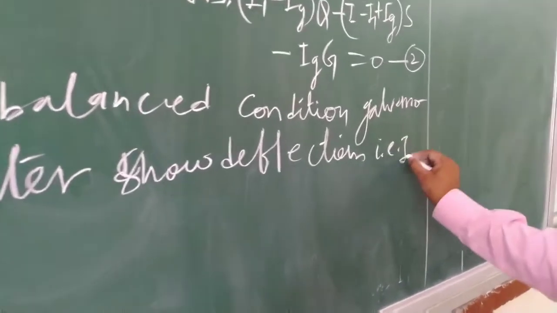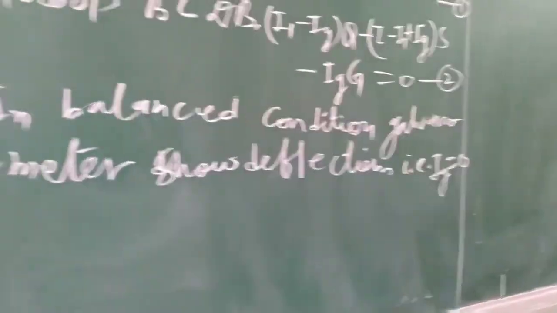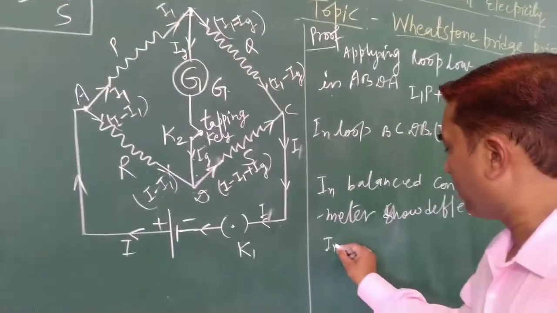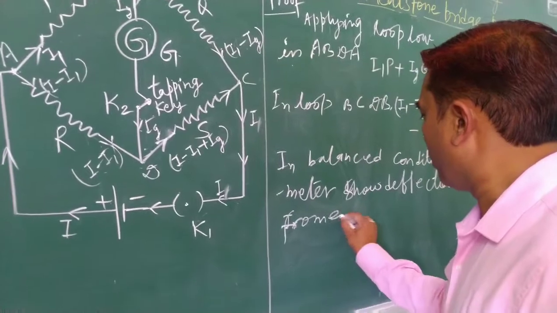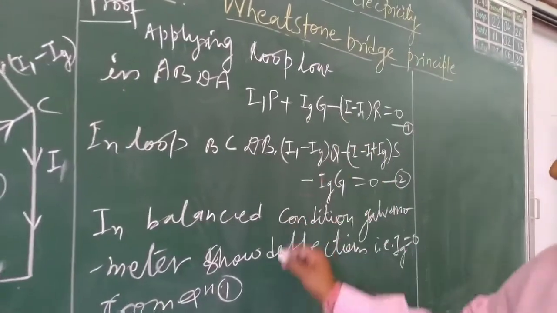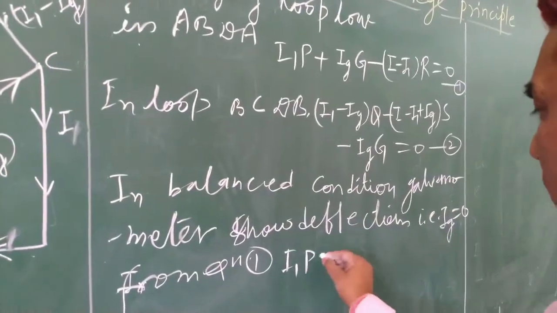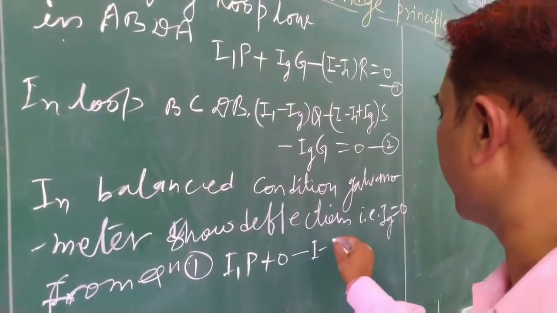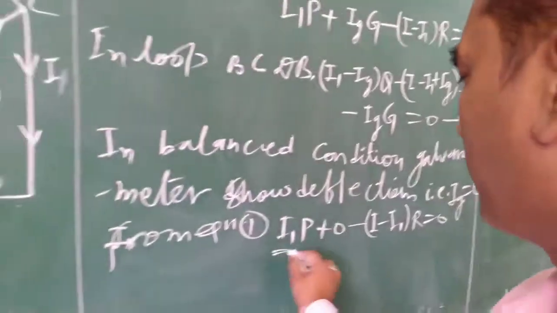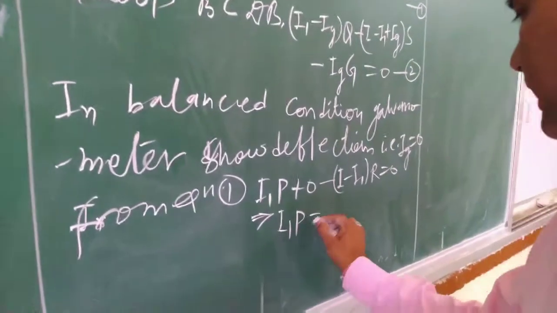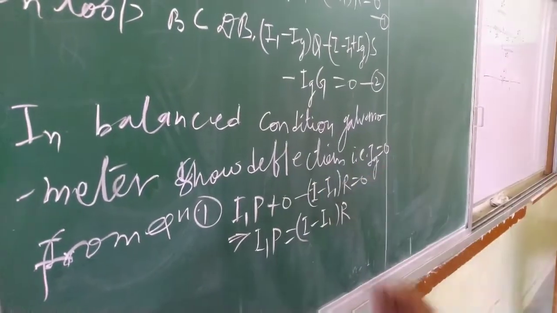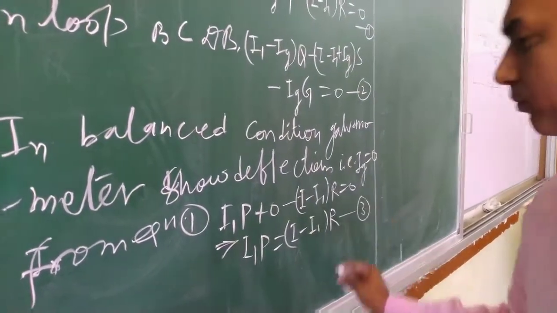That is Ig, which is the current flow through the galvanometer, which is taken as 0. Now, from equation number 1, where Ig is 0, this is I1P plus 0 minus (I minus I1) into R, which is equal to 0. So I1P equals (I minus I1) into R. If we change the side of this term, this is equation number 3.